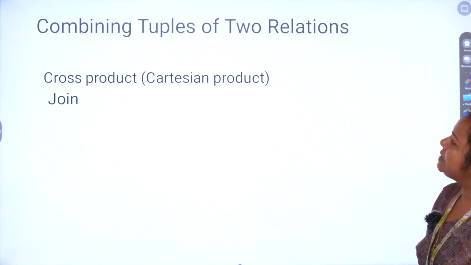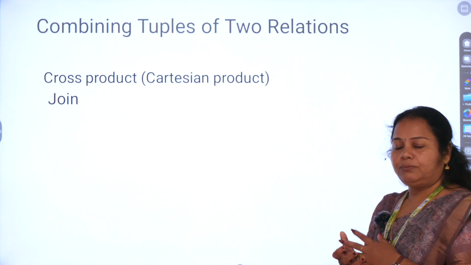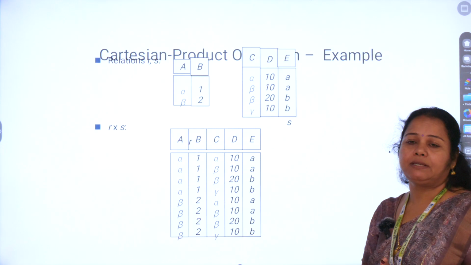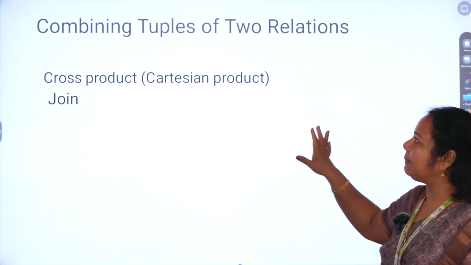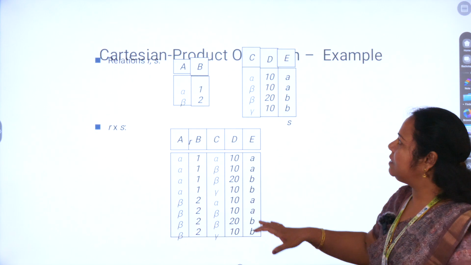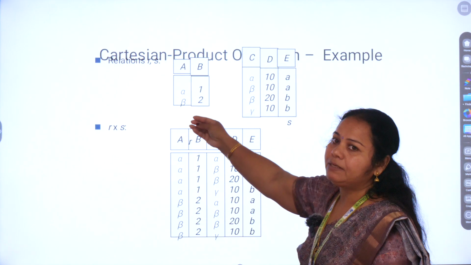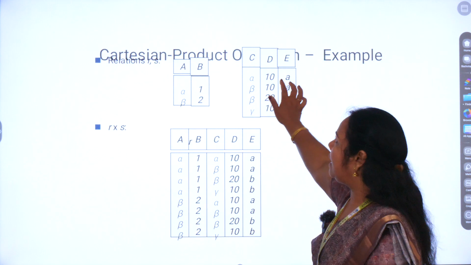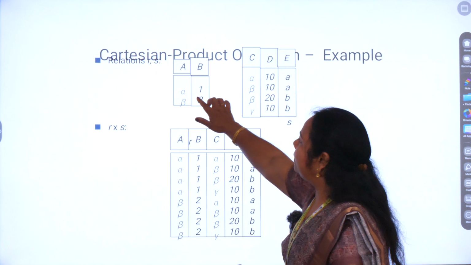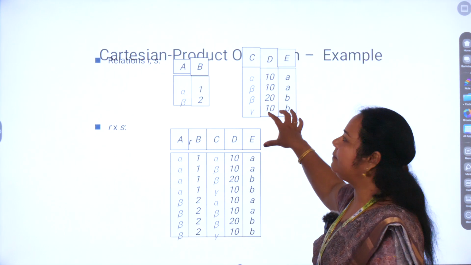Next, combining tuples of two relations. In the previous examples we saw project, select and the set operations. Here we are going to combine two relations using the cross product and join operations. For cross product, how do we take the product of two relations? Let's see a small example. Here this relation contains 2 tuples and this relation contains 4 tuples. If we cross product this, we combine A1 with all the elements from the relation S.